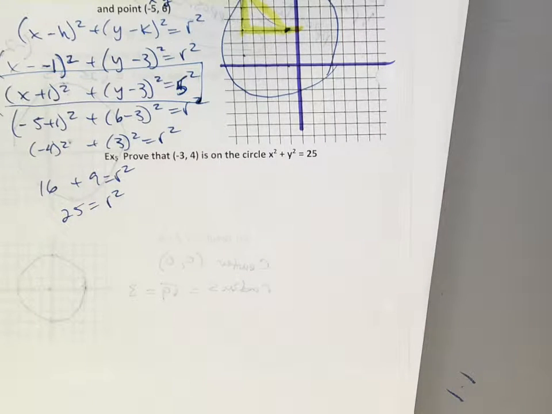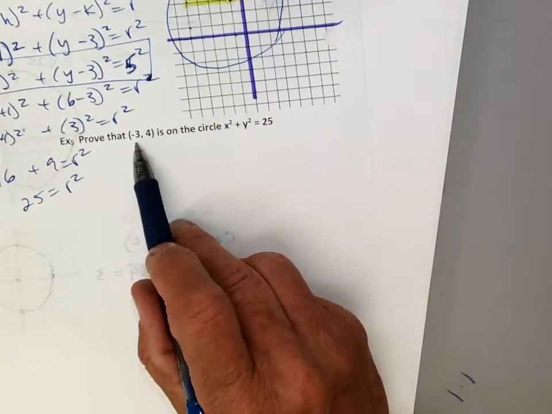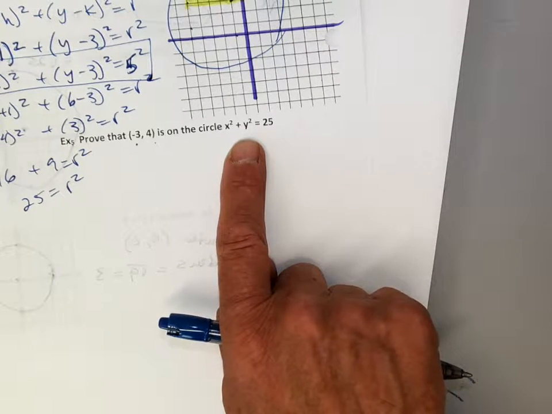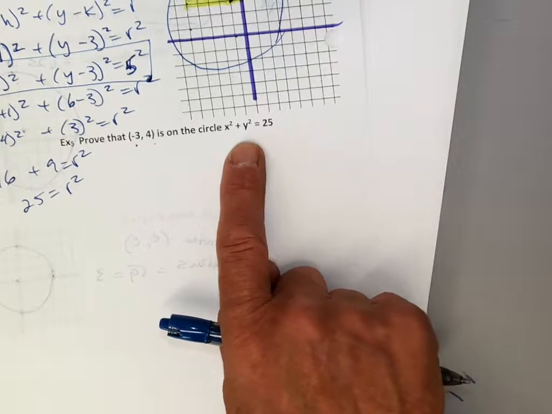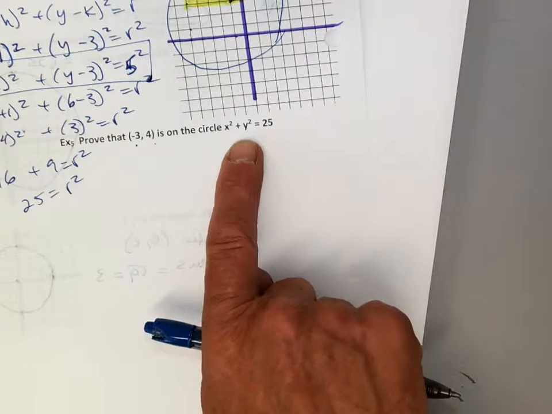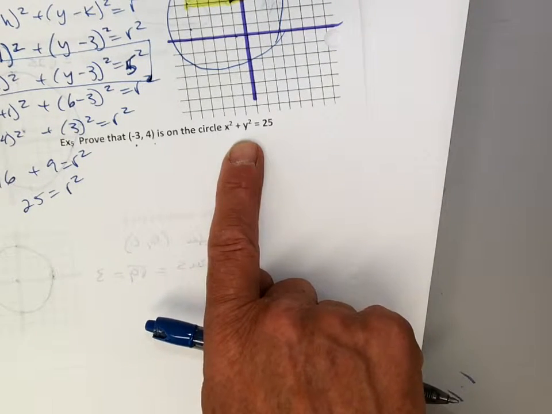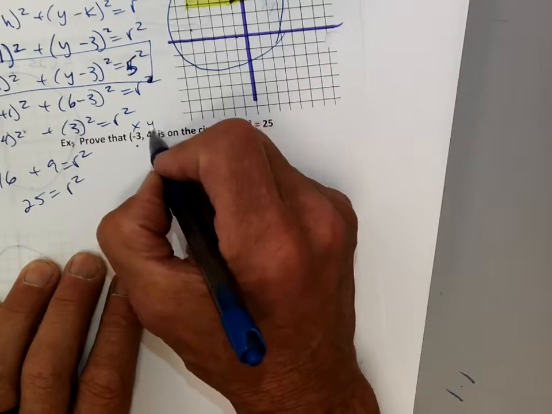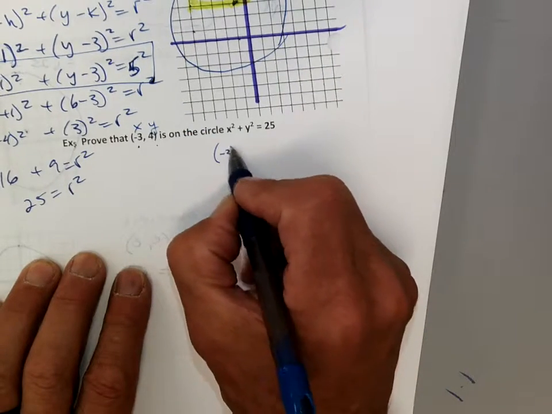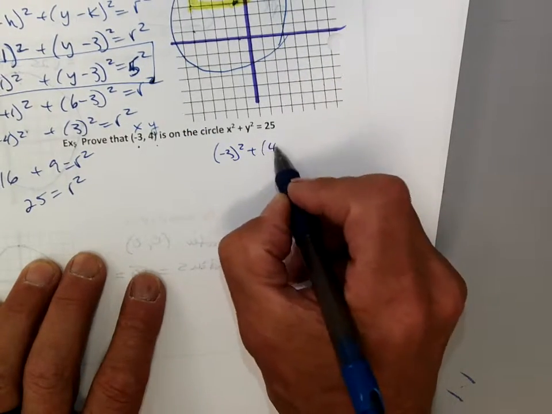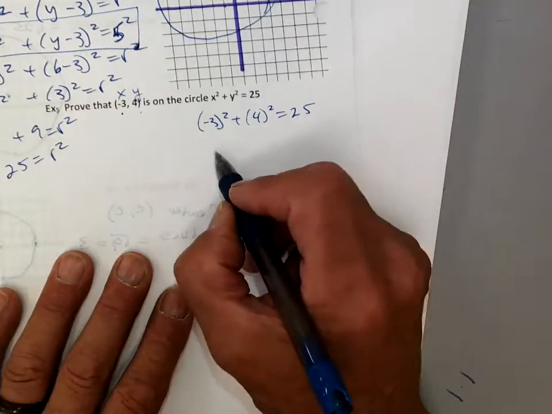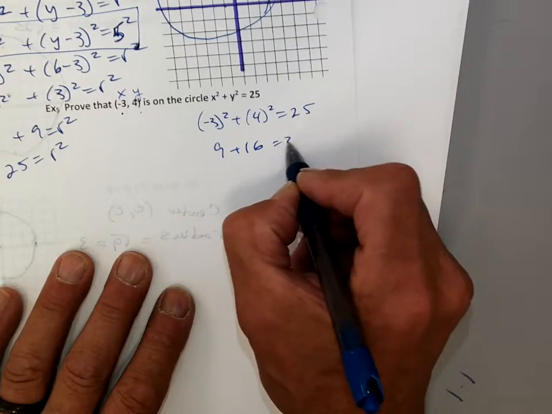Okay, now last but not least, is (-3, 4) on the circle? Yes. How do you know? You can just plug it in. Plug it in, and if it works, yes. And if it doesn't equal 25, boys, girls, stop. Let me finish up. Almost done. x, y: negative 3 squared plus 4 squared equals 25. Does that equal 25? Yes. 9 plus 16, does that equal 25? Yes.